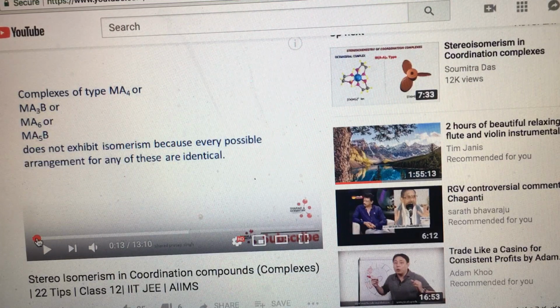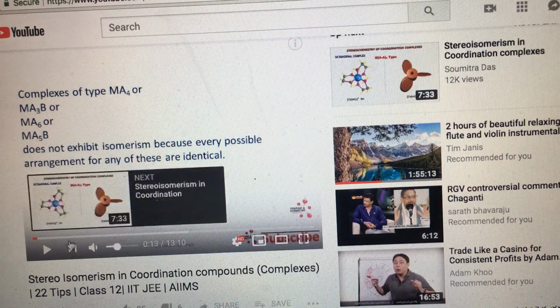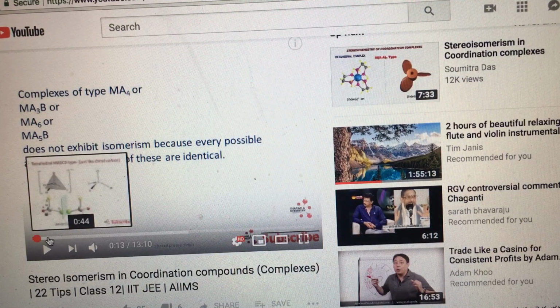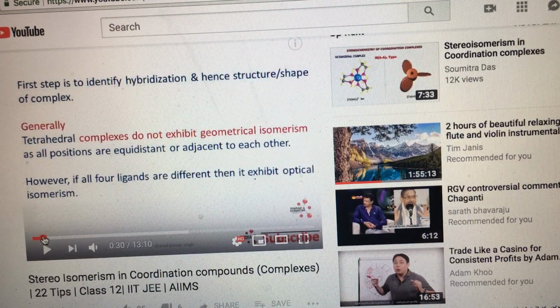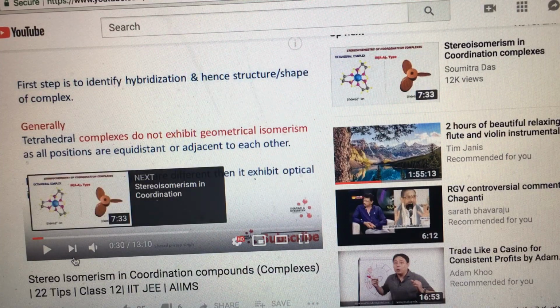First point. MA5B type of complex shows no stereoisomerism, but MA5B can show linkage isomerism if that B is an ambident ligand. Notice, whatever cannot show stereoisomerism may show linkage isomerism. That's one point I want you to notice. And another important thing I want you to notice is this. Tetrahedral complexes do not exhibit geometrical isomerism. All positions are equidistant. If all 4 are different, that can show optical isomerism.